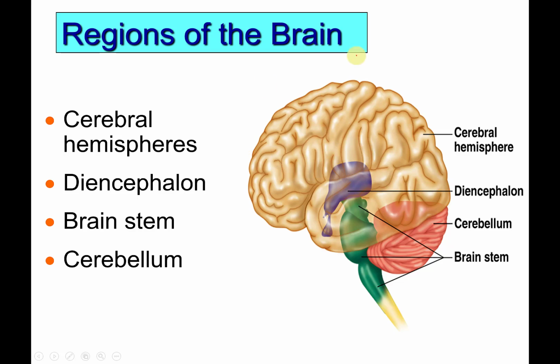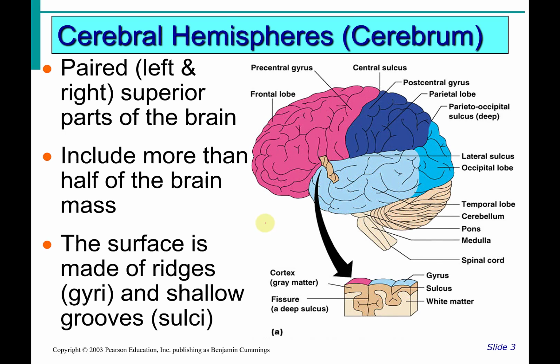So let's start with the cerebral hemispheres because they seem to make up most of the brain. Now a little bit of grammar here. You can say cerebral hemispheres, in which cerebral is an adjective, so it's describing hemispheres. Or you can just say cerebrum, which means the same thing, only this is a noun.